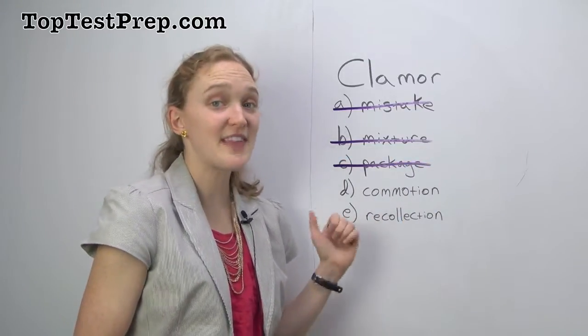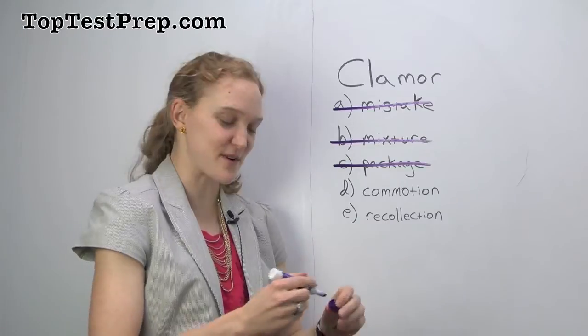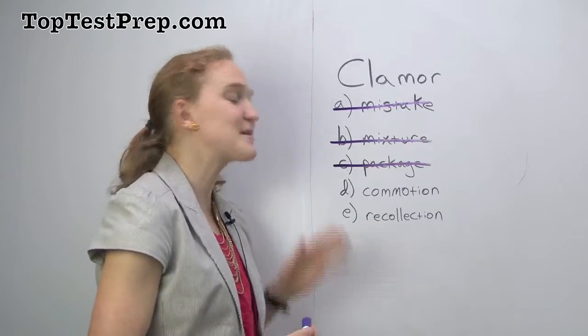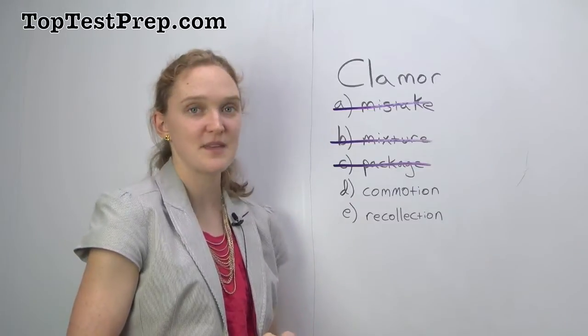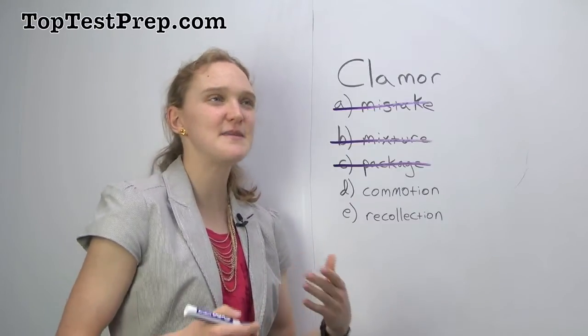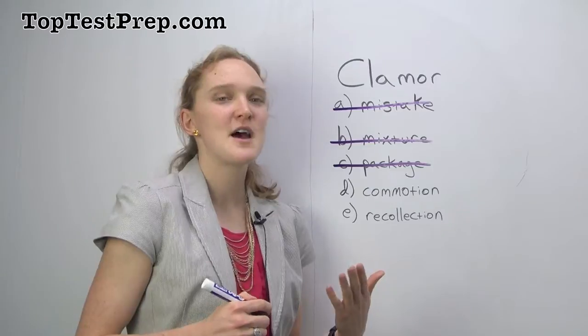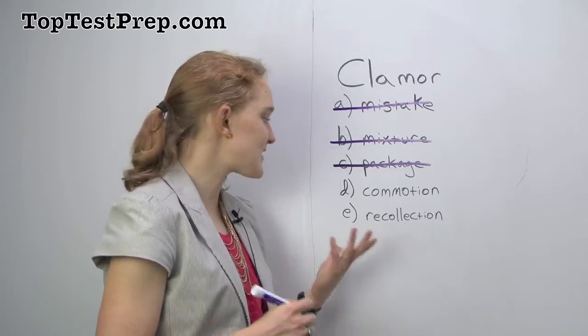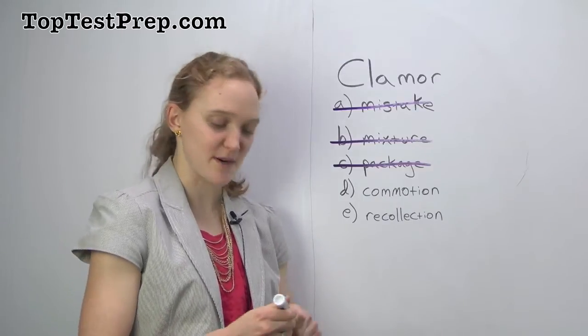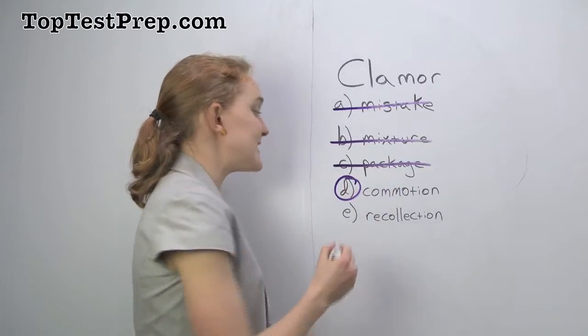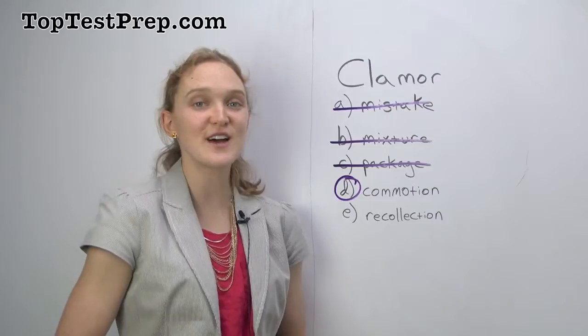D, commotion. Now that sounds like something that happens whenever we're sitting at the dinner table. So I'm going to hold on to that one and then we'll revisit it when we've looked at E. Recollection, that kind of means if you remember something, but it doesn't connote the same kind of feeling that commotion does when I think of the word clamor. So I'm going to say D, commotion, and it turns out that that's the correct answer as well.